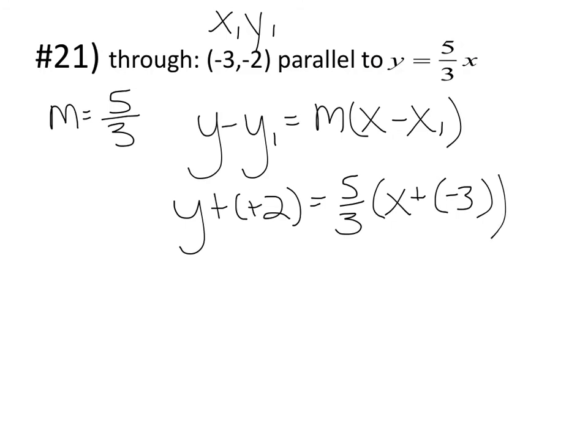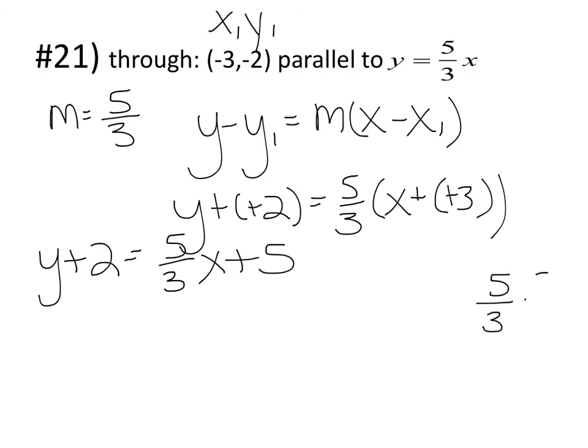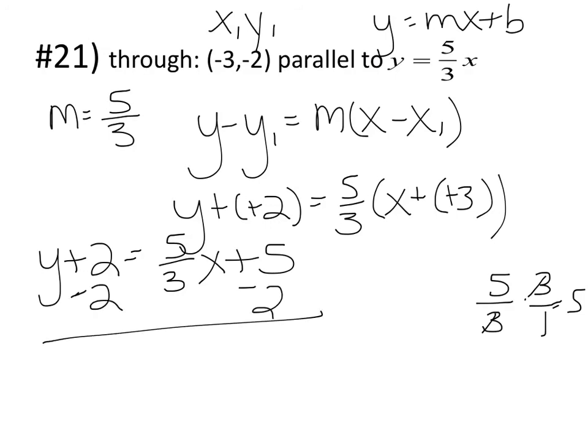Add a line, change a sign. Add a line, change a sign. So I have y plus 2 is equal to 5/3 x plus 5. 5/3 times 3 over 1. The 3's cancel, leaving you 5 over 1. And on 21, they want this in slope-intercept form. So now all I need to do is isolate my y. So I'm going to subtract 2 from both sides, giving me y equals 5/3 x plus 3.